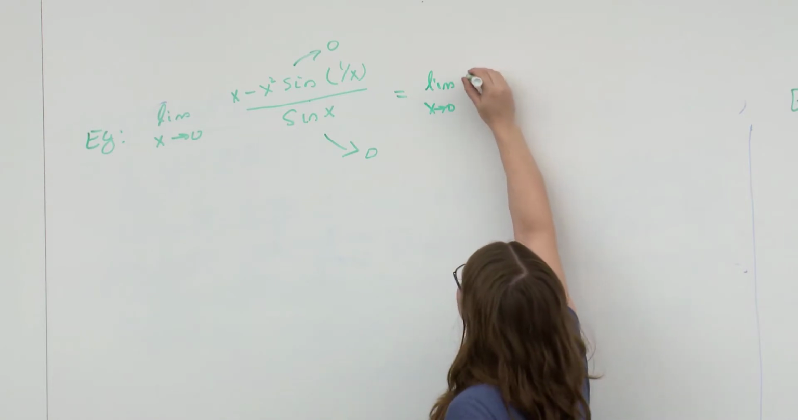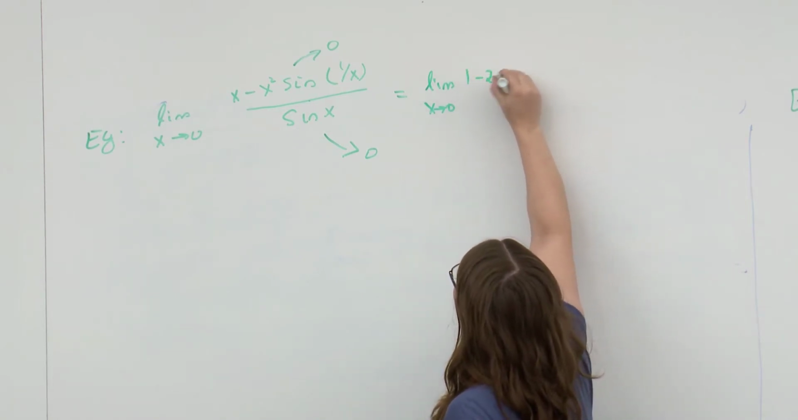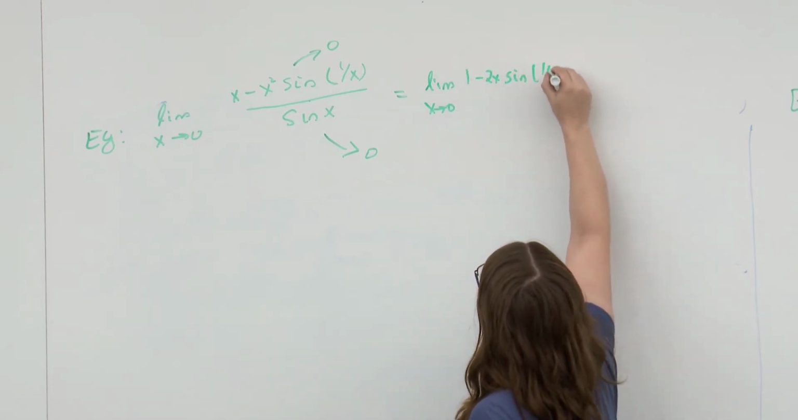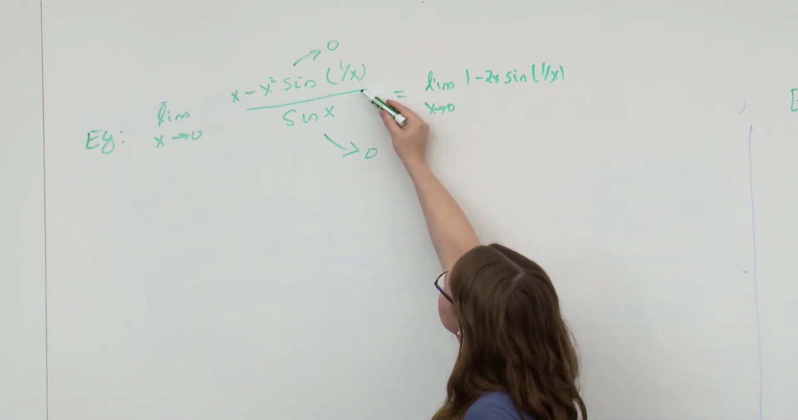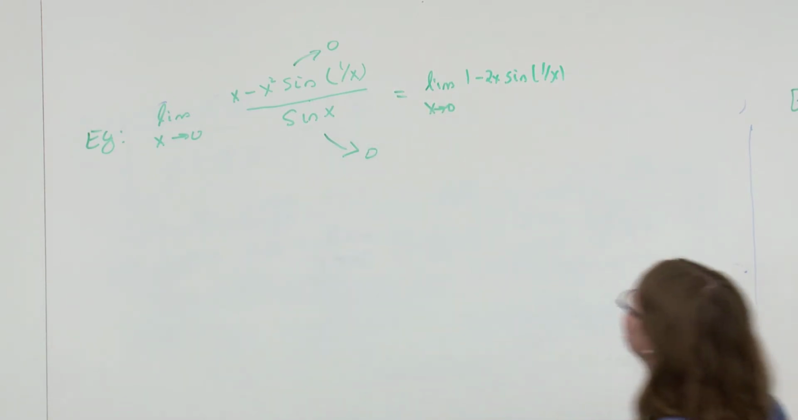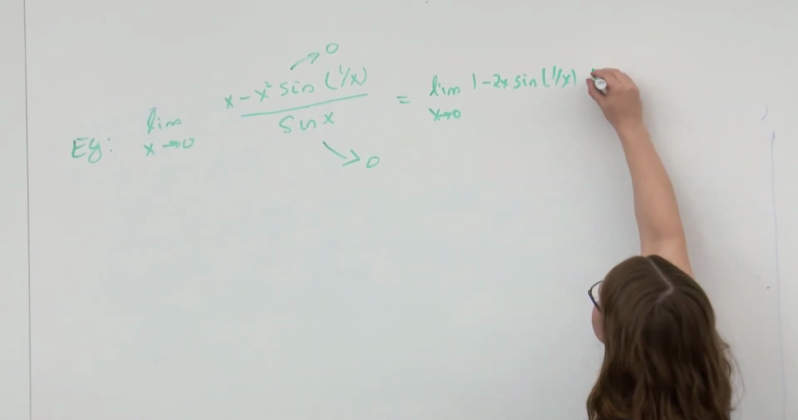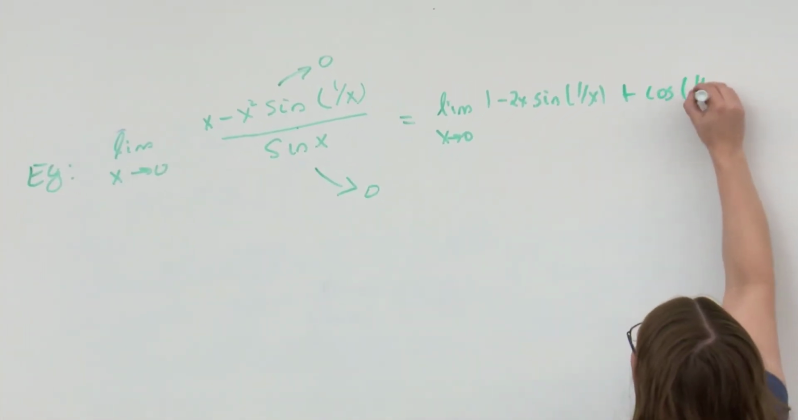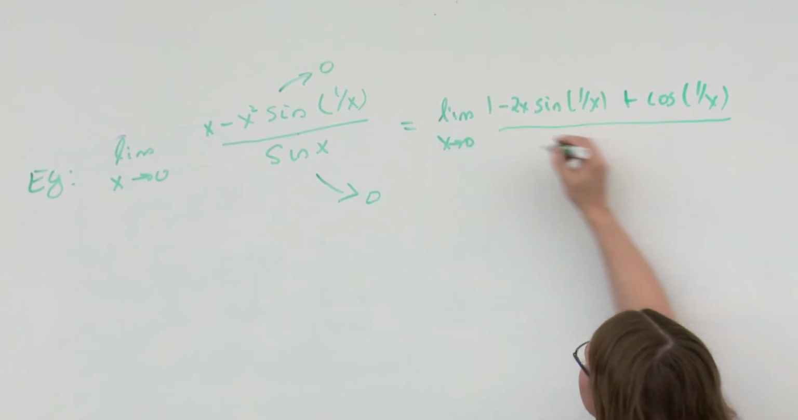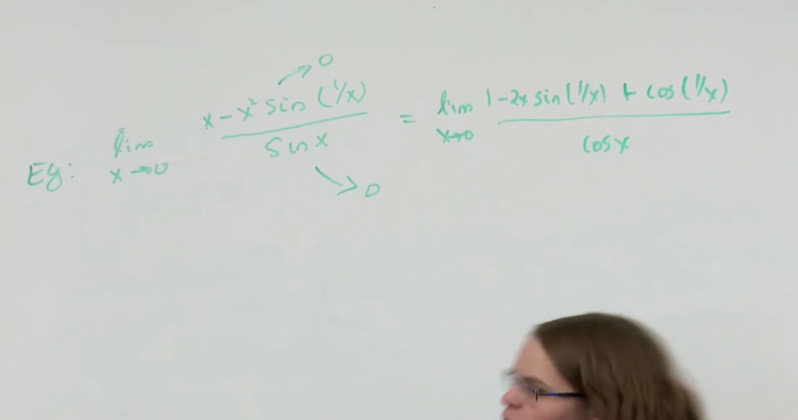So if I do that, what do I get? I get a 1 minus 2x sine of 1 over x. Okay, then here I take the derivative of this guy. I get minus 1 over x squared coming out. So that's plus cosine 1 over x, the numerator, divided by cosine of x. What's that limit equal to?